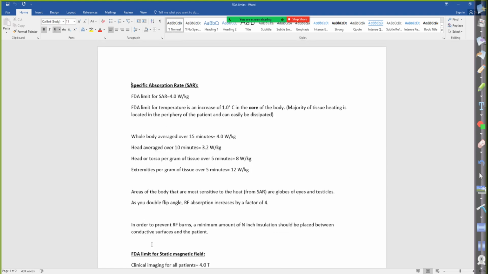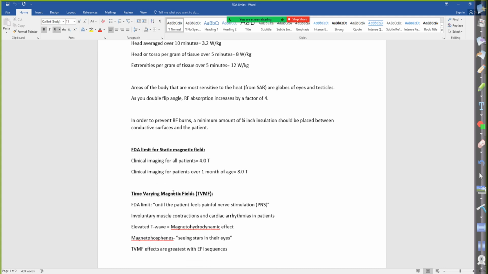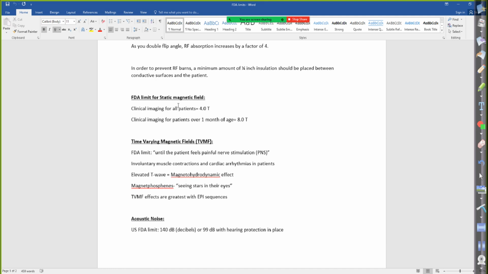Because there's FDA limits for things. Make sure you guys print this out and study this. Because you have FDA limits on SAR. Know these ones right here. You have FDA limit for the static magnetic field. So for all patients, including 1 month of age and lower, you can scan them at 4 Tesla. 4 Tesla. Who has a 4 Tesla scanner?